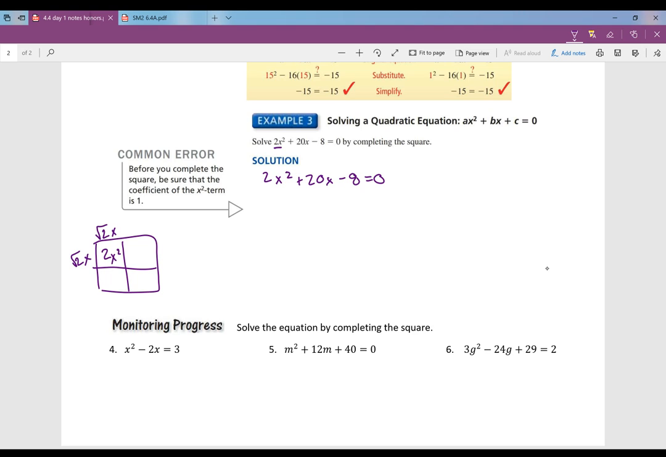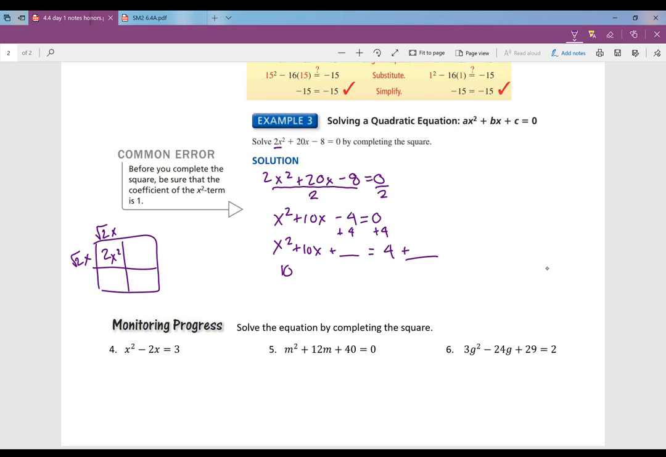So what we're going to do is just divide each side by 2. You get x squared plus 10x minus 4 equals 0. You can also move the 8 to the other side and then divide by 2. It doesn't matter which order you do it in. So now we're going to add 4 over. So we get x squared plus 10x plus blank equals 4 plus blank, right? Whatever we do to one side, we have to do the other.